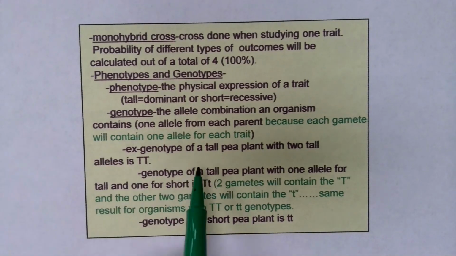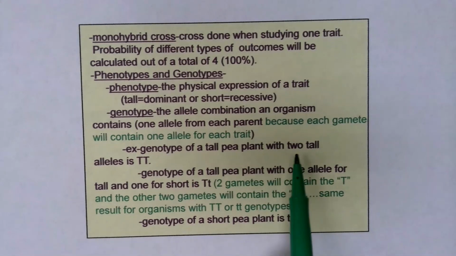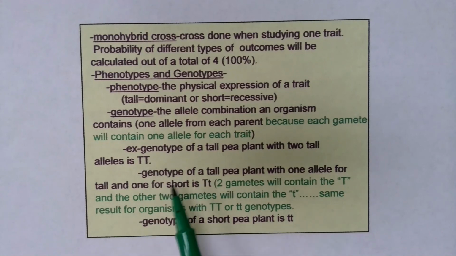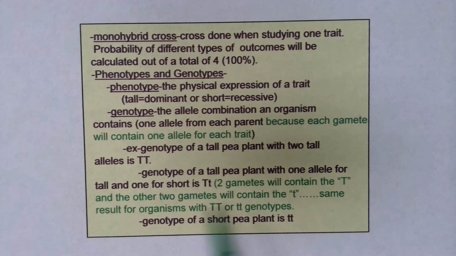So the genotype of a tall plant with two tall alleles is homozygous dominant, and that's how we would read that. Then a genotype of a tall pea plant with one tall allele and one short allele is going to be heterozygous. And then a genotype for a short pea plant is going to be homozygous recessive. And that's how you read those particular genotypes.